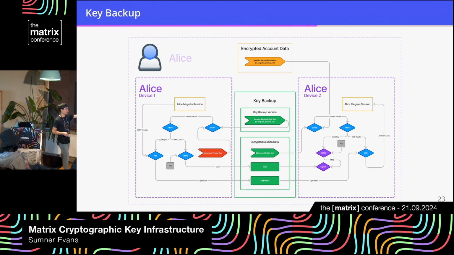Within the key backup, there's two components. There's the key backup version, and that backup version includes the backup public key. The private key is up here in account data. We'll talk about that later. And then the other thing is encrypted session data, so this bottom part. We have an encrypted session data object for every single one of our backed up sessions. So if you have multiple sessions, you're going to have multiple encrypted session datas.